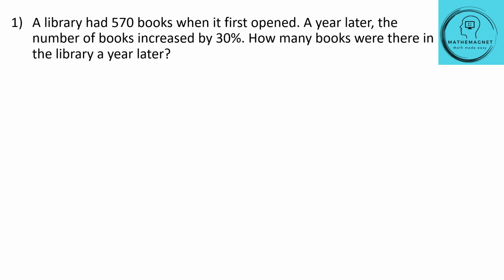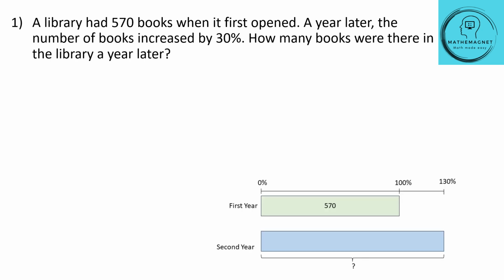Now they have given us the percentage increase as 30%. And they are asking us to find how many books were there after this increase. So let's begin by drawing the bar model. So the first year there were 570 books in the library. So first year this is your 100%, and you know the percentage increase is 30%. So 100% plus 30% will be 130%. So basically your second year will have 130% of the books. So that's it. We just need to find how much is 130%.